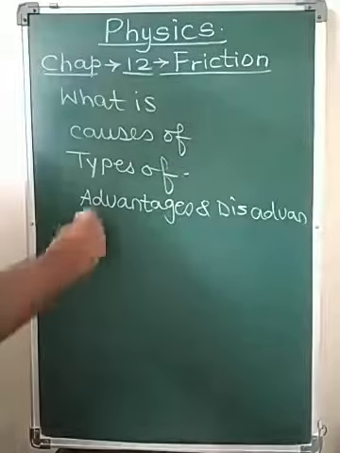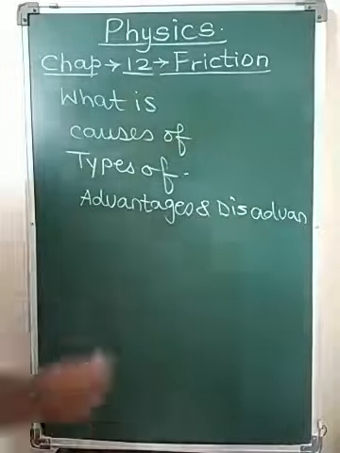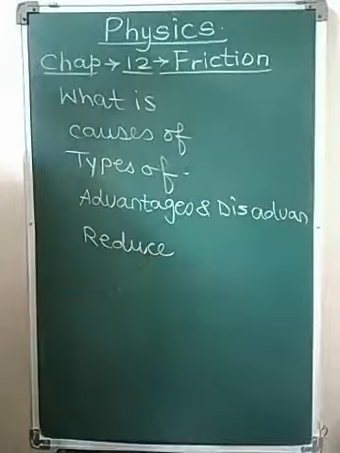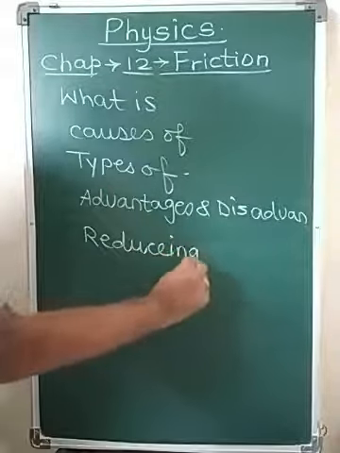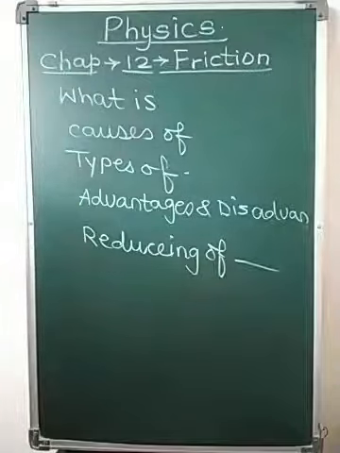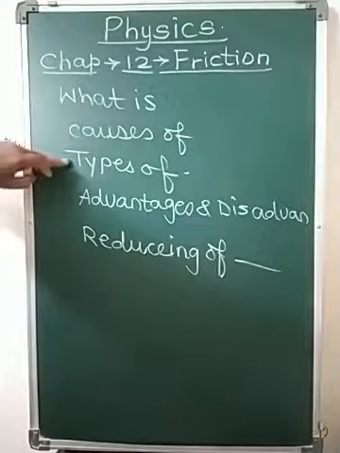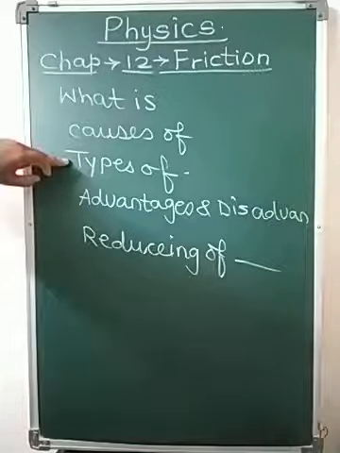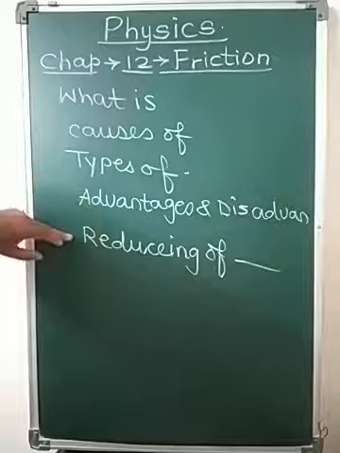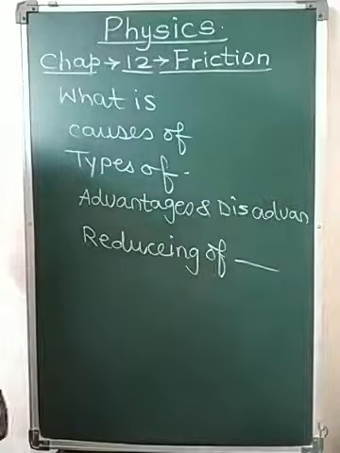And then we will learn, if it is advantages, then what is to be done, and if it is disadvantages, how to reduce friction. Okay, so this much things we are going to cover in this chapter. What is friction, causes of friction, how many types of frictions are there or forms of frictions are there, advantages and disadvantages of friction, and the ways and methods of reducing friction. Okay, so let us start.